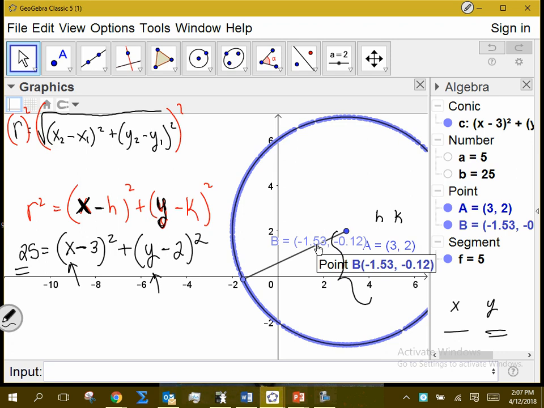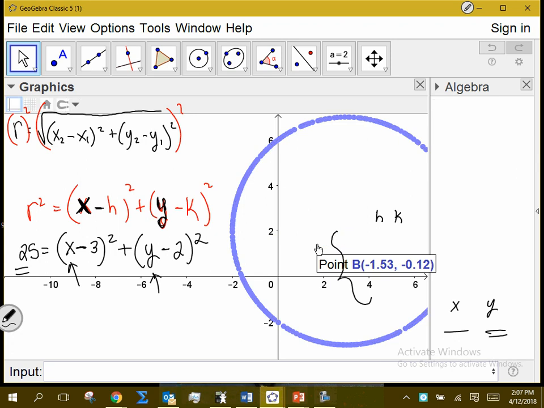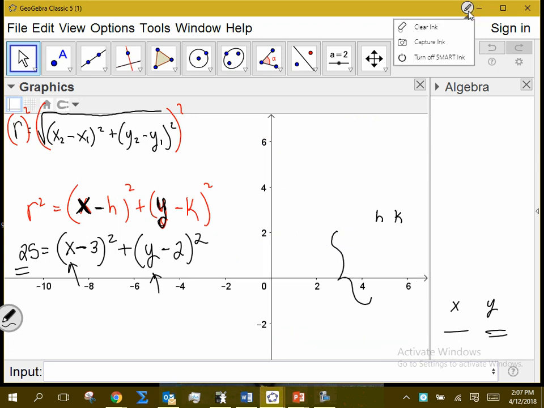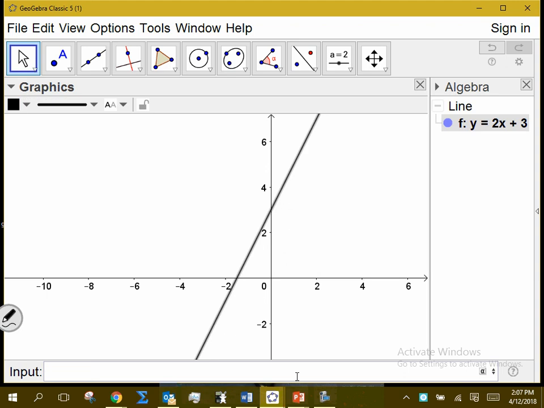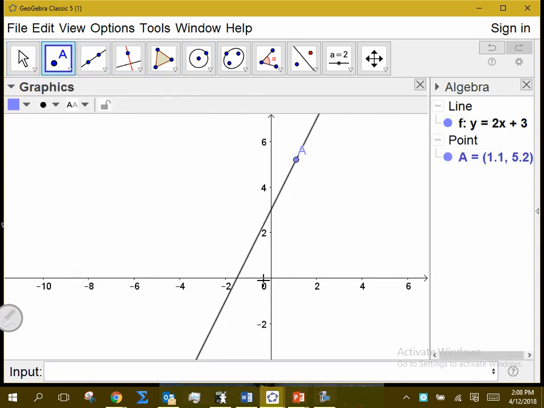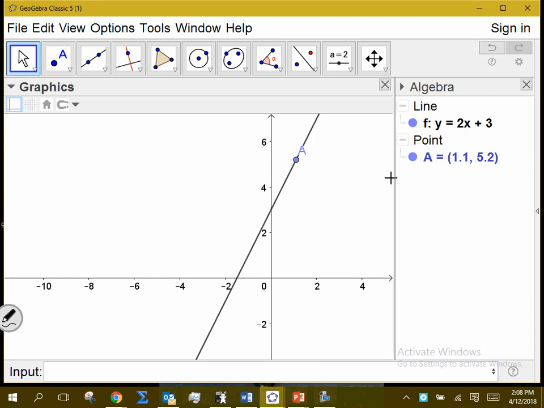Is that all right? Yeah. All right, and that's just like anything else that we've done. If I have the equation, if you guys have y equals 2x plus 3, any point on that line, if I take 2 times the x value of A and add to it 3, it should give me the y value of A.